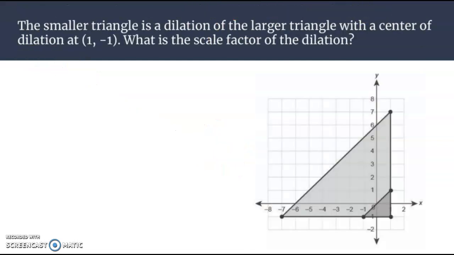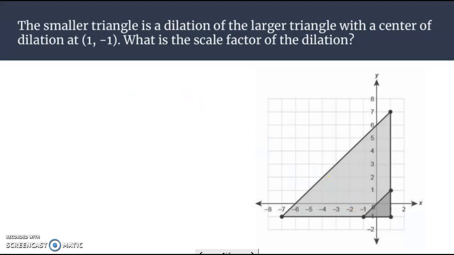On the next one, we're going to be determining the scale factor. It says a smaller triangle is the dilation of the larger triangle with a center of dilation at (1, -1) down here in the corner. What's the scale factor of the dilation? The smaller triangle is the dilation. That means it started with the big triangle, and then it turned into the small one. So that's going to be a reduction. Whenever an object gets smaller, it's a reduction. The scale factor has to be less than 1.